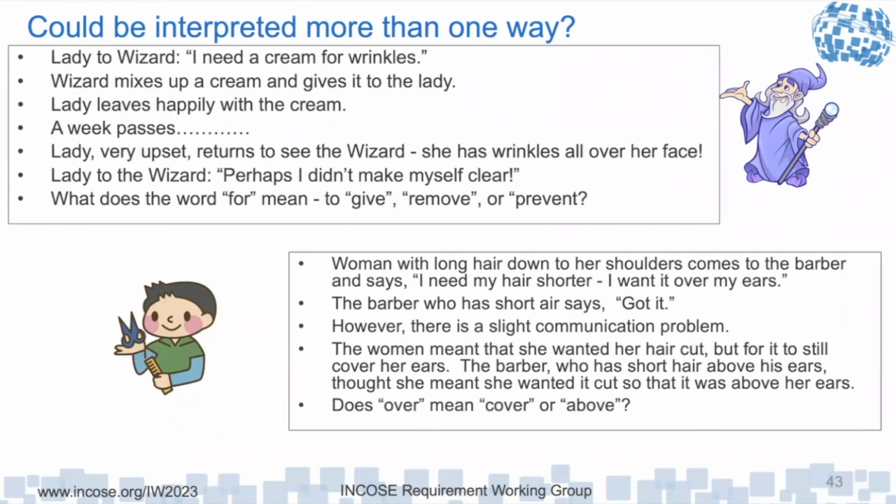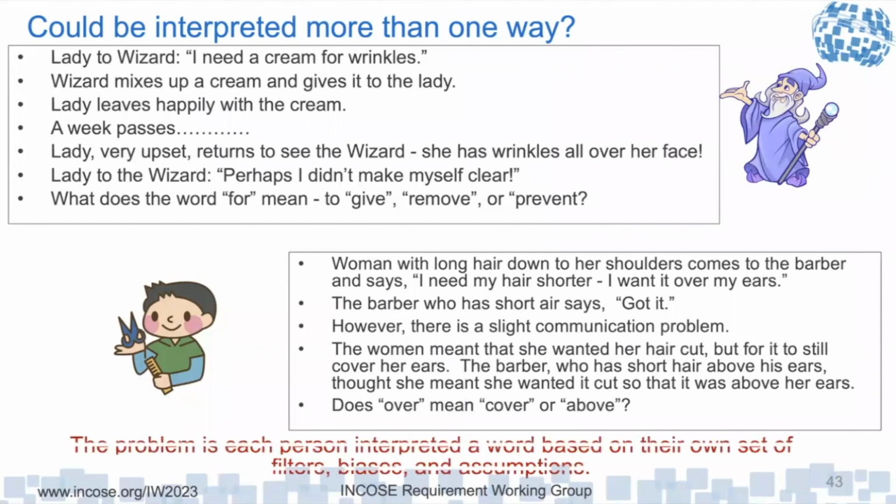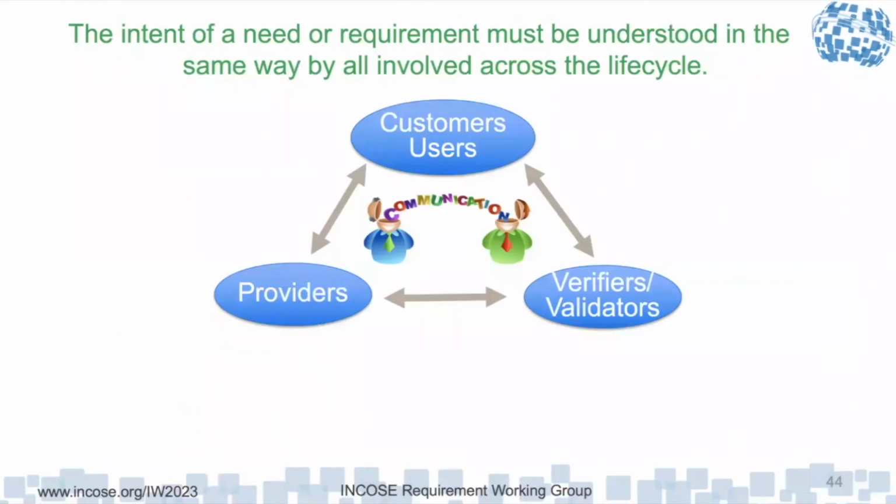The English language, or any language, is worse than me, but I think the English language is probably worse when it comes to ambiguity. This happens all the time. And the bad thing is that we all assume that you know what I meant without actually verifying whether or not that's true. So the problem is each person is interpreting the word based on their own set of filters, biases, and assumptions. The intent of any need or requirement must be understood the same way for all involved across the life cycle.